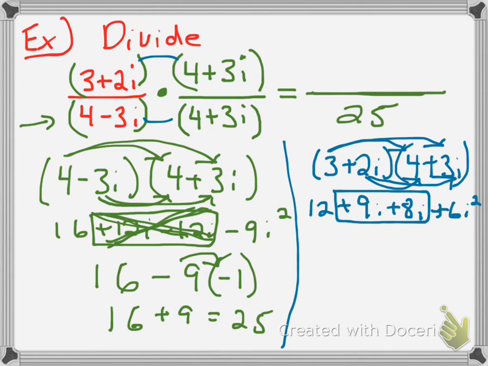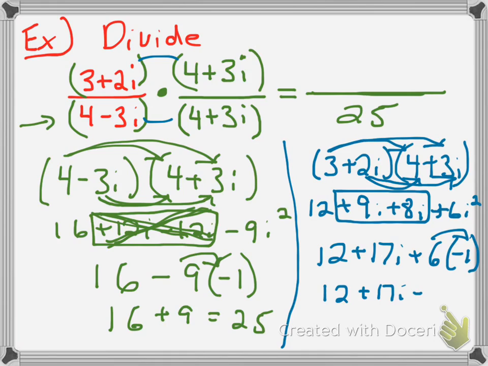Combine your middle terms here. Those are the imaginary portion. It's going to give me 17i. Bring everything else down. What can I plug in for i squared? Negative 1. So 12 plus 17i. Distribute, that's negative 6. Combine the real numbers together: 12 minus 6 is 6 plus 17i. That's what I got for the top part, so I'm going to write that up here.